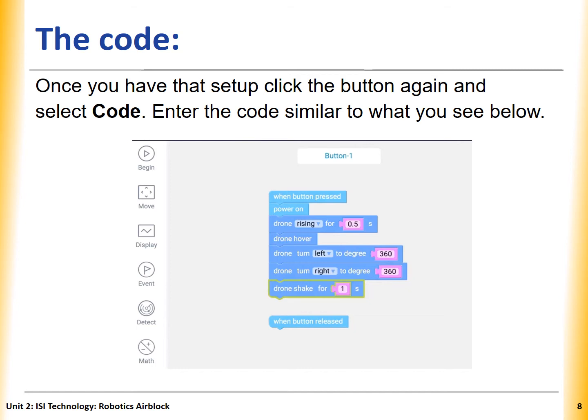Let's move to the code. Once you have that set up, click the custom button that we added again and select code, and enter a code similar to this one. When button pressed, power on the drone, drone rising for 0.5 seconds, drone should hover, drone should turn left by 360 degrees, then the drone should turn right by 360 degrees. Then it will shake for 1 second and it will stop.